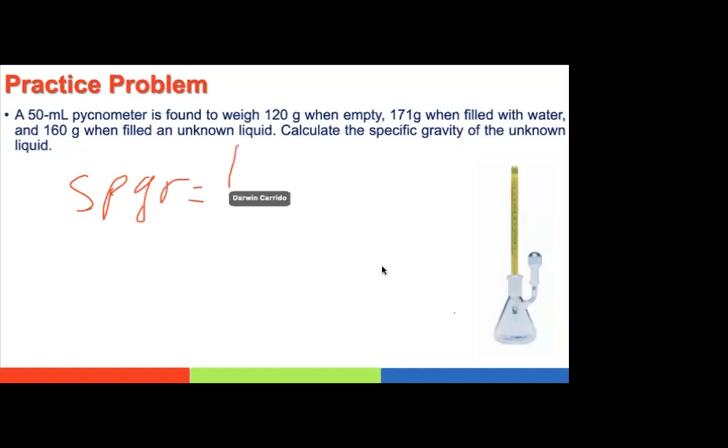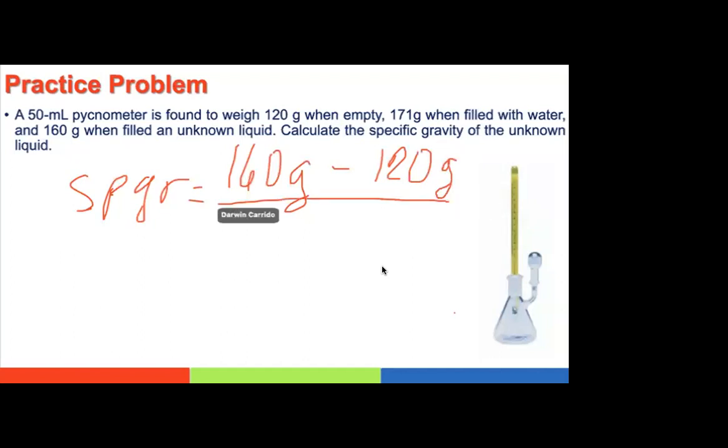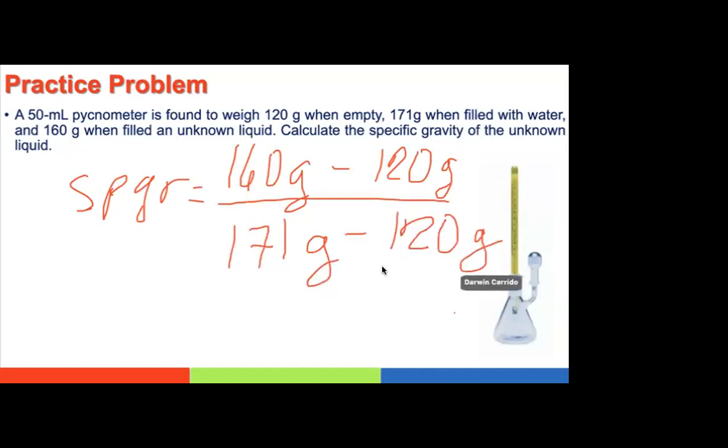So, 160 grams, that's the weight of picnometer with substance. You will subtract what? The weight of empty picnometer. Tama ba? Divided by, what is the total weight of the water with picnometer? 171 grams. Since we don't need the weight of picnometer, subtract natin ang weight ng empty picnometer. And this gives us 40 over 51 grams.